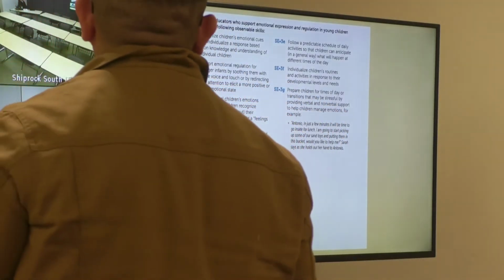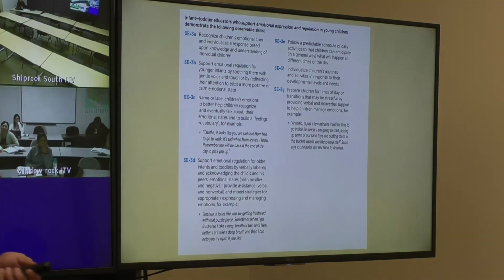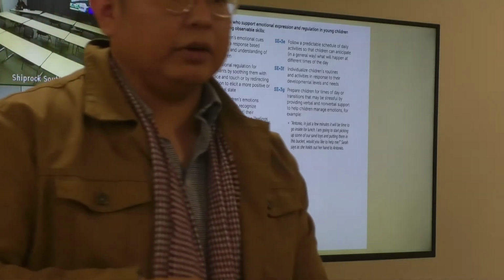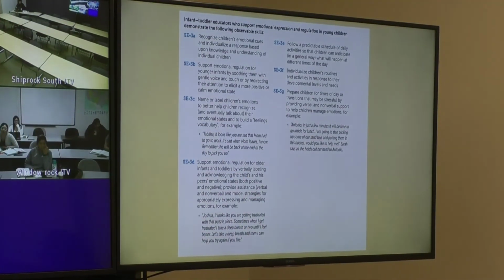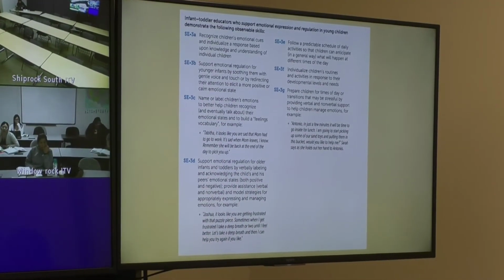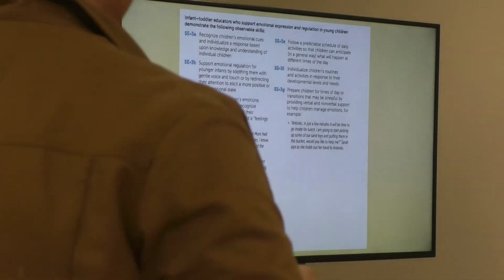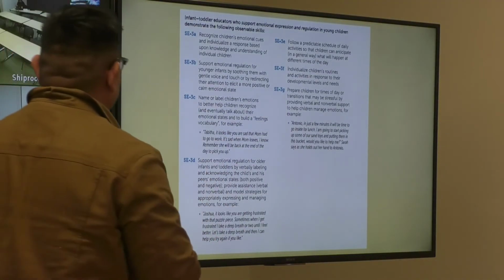So, 3F, individualize children's routines and activities in response to their developmental levels. If, say for example, you have a toddler or a baby, you don't give them 1,000 puzzle pieces to put together. Because one, the child may end up putting it in their mouth. I've seen parents do that, and I'm thinking, what are you doing? And they're like, oh, well, they know what they're doing. I said, they don't.